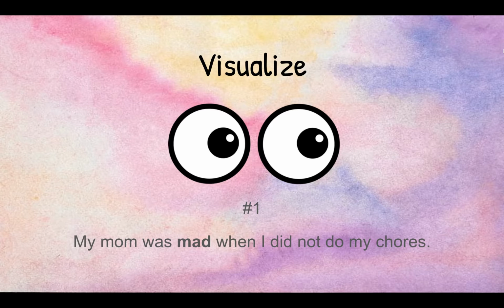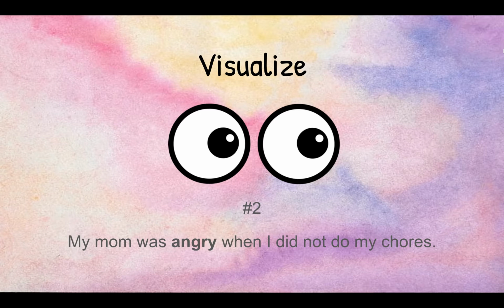I'm going to read 3 sentences, and I want you to visualize a picture in your head as I read them. The first sentence says, "My mom was mad when I did not do my chores." I want you to form a picture in your head of your mom being mad if you don't do your chores. Our second sentence says, "My mom was angry when I did not do my chores." Did the picture change a little bit of how you saw your mom?